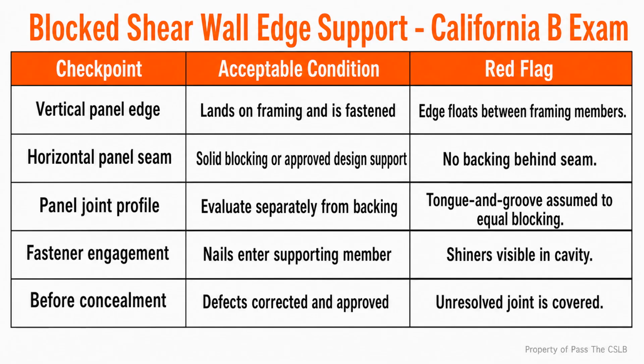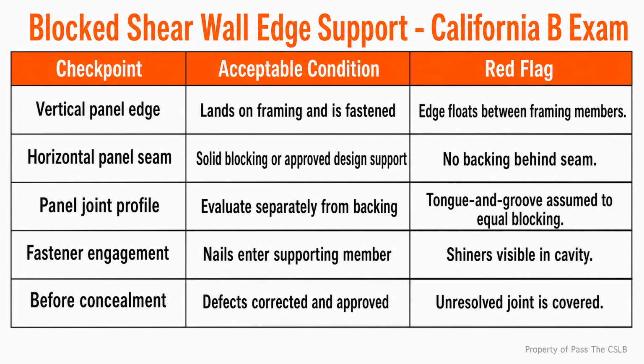A vertical panel edge may land on a stud or another framing member. A horizontal panel seam may require solid lumber blocking. In either case, the inspection question is the same. Is the entire required edge supported and fastened as shown by the structural documents?